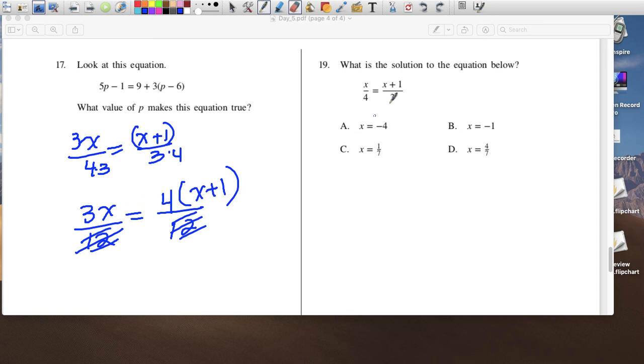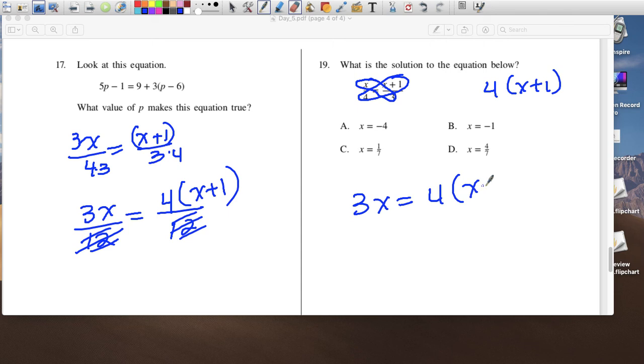Now, I'm going to stop here, and I'm going to show you how that is exactly the same if I had cross multiplied. So I cross multiply. What's 3 times x? 3x. I cross multiply these two. I'm actually multiplying 4 times x plus 1, which is 4x. Well, actually, I'm just going to write 4x, 4 times parentheses x plus 1. Isn't that exactly the same thing?